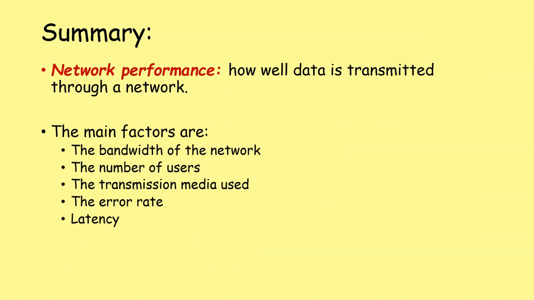In summary, network performance is how well data is transmitted through a network. The main factors that influence network performance are the bandwidth of the network, how much data can you receive at once, the number of users, so again, that's the bandwidth divided by the total number of users. So even a high bandwidth connection might seem quite slow if it's being shared between enough users.